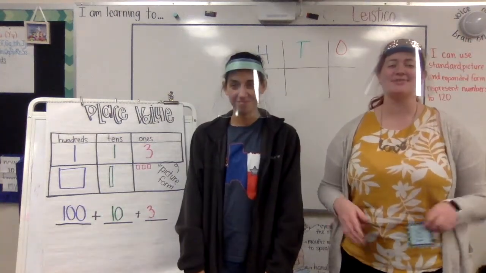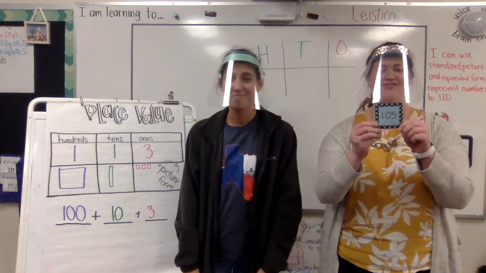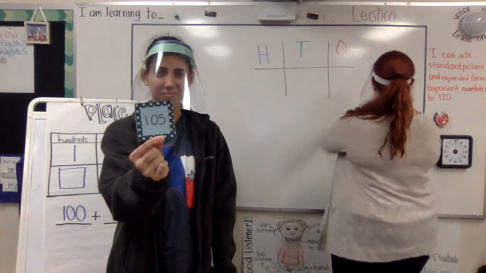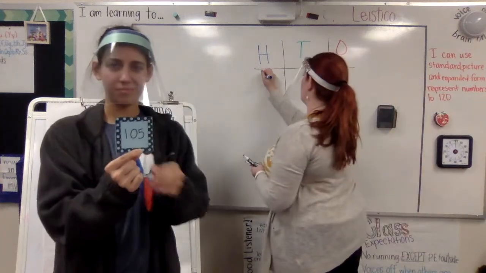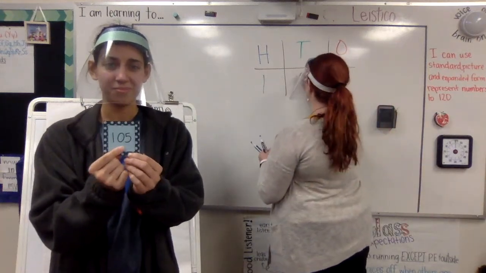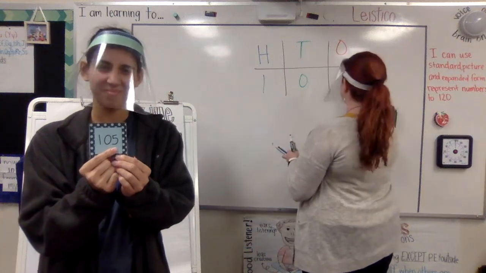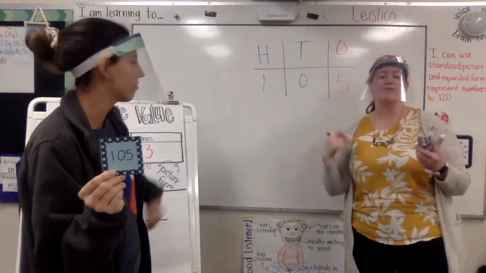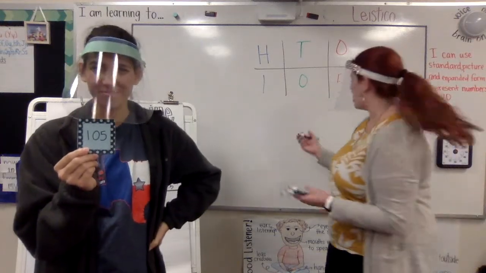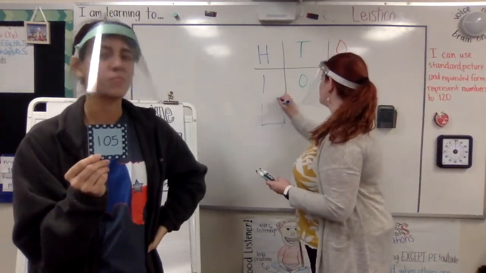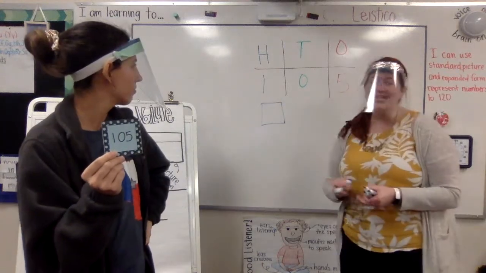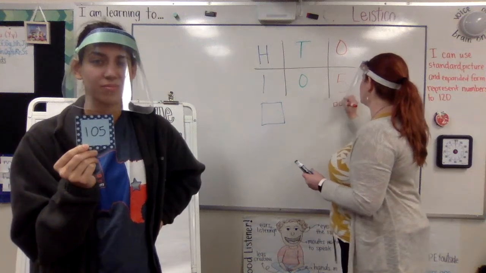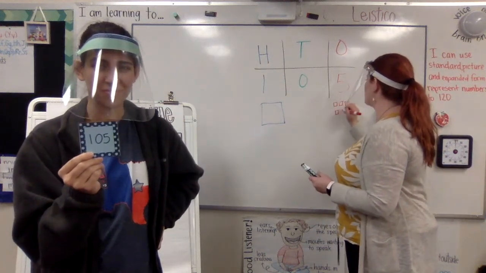Okay, I'm going to practice with another number. 105. So this is the standard form of that number. I can see that I have 100. I have 1 in the 100. So I'm going to go ahead and draw it just to help me. I have 100. I have 0 tens. And I have 5 ones. 1, 2, 3, 4, 5.